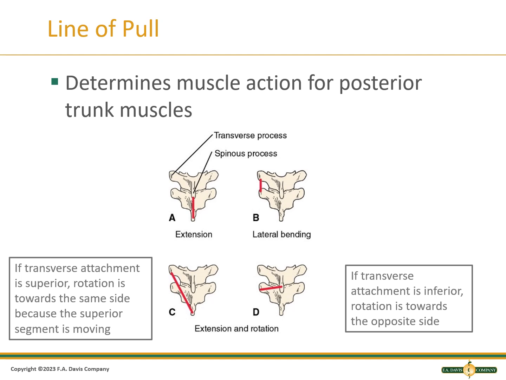So if I pull on that spinous process towards my transverse process, I'm going to see rotation in the opposite direction. Please let me know if this is confusing to you, and we will look at it with some models in class, but this is an important concept to understand.